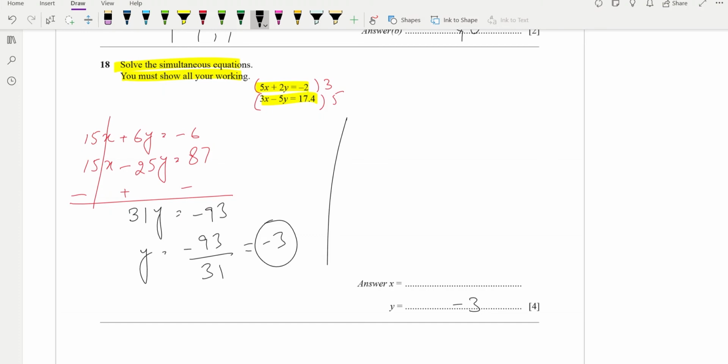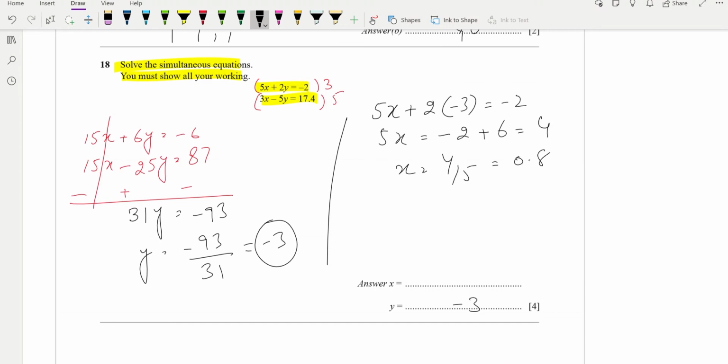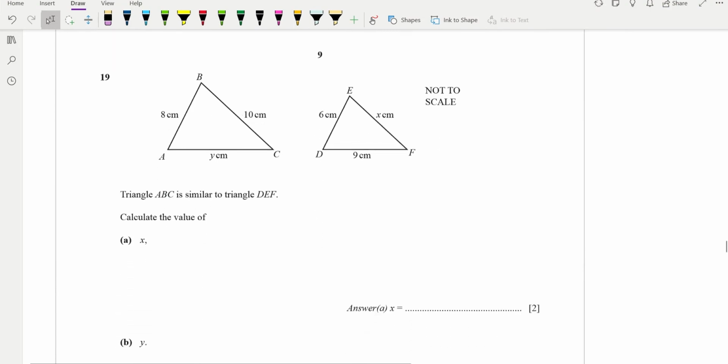We can use any of the original equations. I'm using the first one, 5x plus 2 into y, which is minus 3, is equal to minus 2. So 5x, and this will be minus 6, another side will be plus 6, and this will be equal to 4, and x will be equal to 4 over 5, which is 4 divided by 5 equal to 0.8. So x value we can give as 0.8 or 4 by 5. We are done. This is also a 4-mark question.